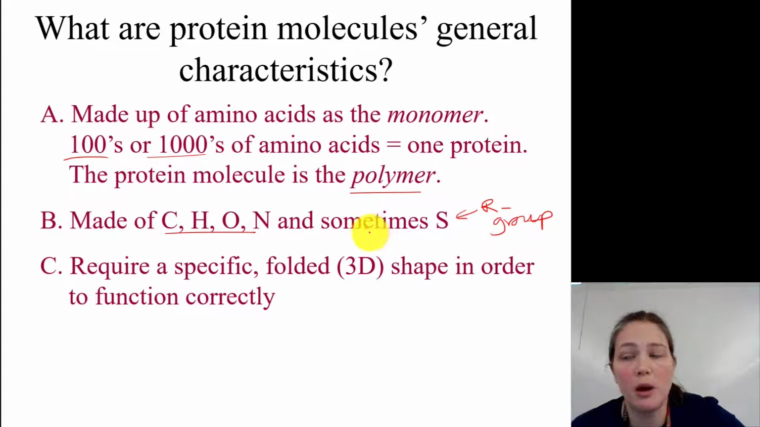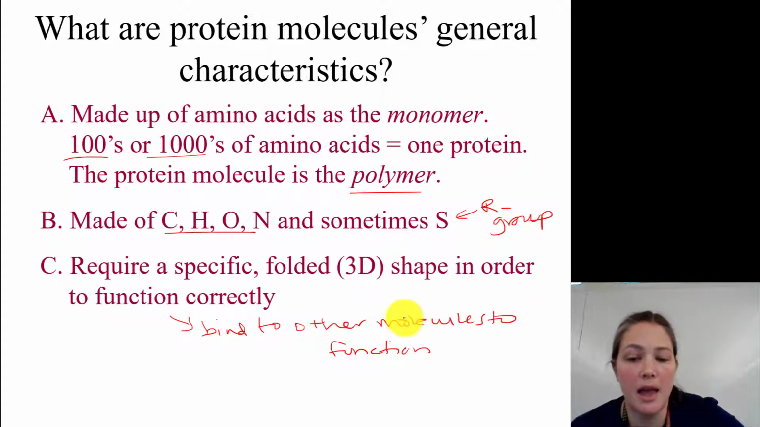And all proteins require a specific three-dimensional shape to function correctly. And that's because nearly all proteins need to bind to other molecules to function properly. And if it doesn't have the right shape, then it can't bind to that other molecule.